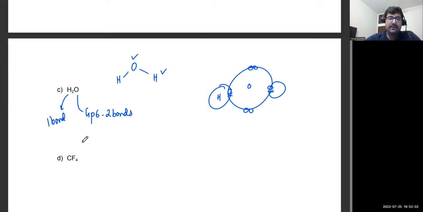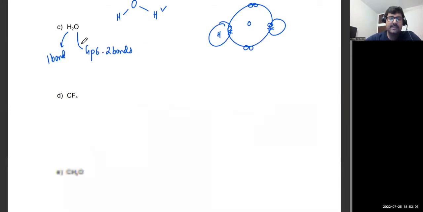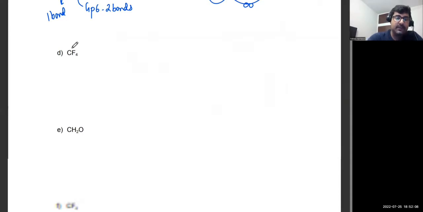If I do CF4, so in the case of CF4, carbon is group 4. Okay, carbon is in group 4 of the periodic table, so group 4 means it's going to make 4 bonds. And fluorine, on the other hand, is group 7. That makes only 1 bond.